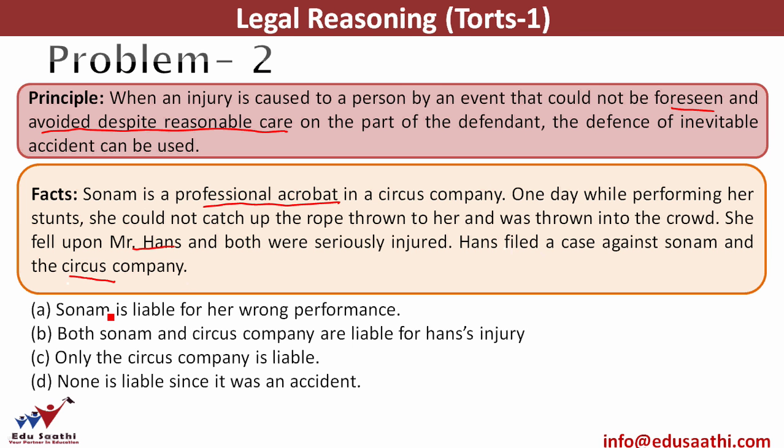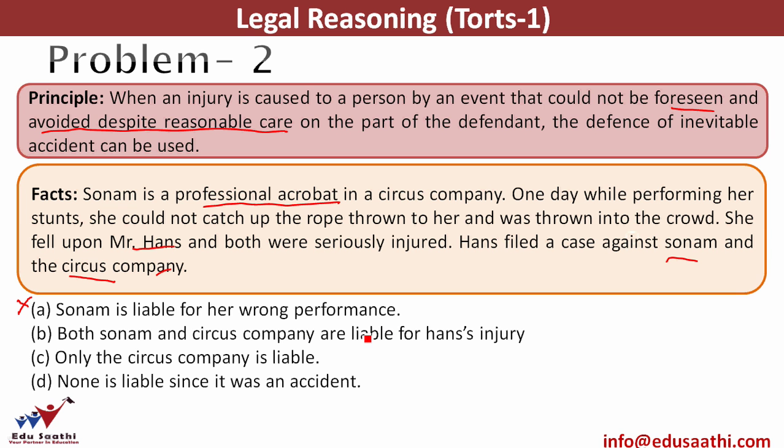So let's decide this case on the basis of the principle. It says that the event could not be foreseen and avoided despite reasonable care on the part of the defendant. In this case, there are two defendants. First is Sonam and second is the circus company. Let's take the options. First is, Sonam is liable for her wrong performance. No, Sonam is a professional acrobat and she did not do it intentionally. She herself has been injured, so it's an accident on her part. She took reasonable care while performing, and this could not be an option because she cannot be held responsible for the wrong performance. It was just an accident because she could not catch the rope thrown to her and was thrown into the crowd.